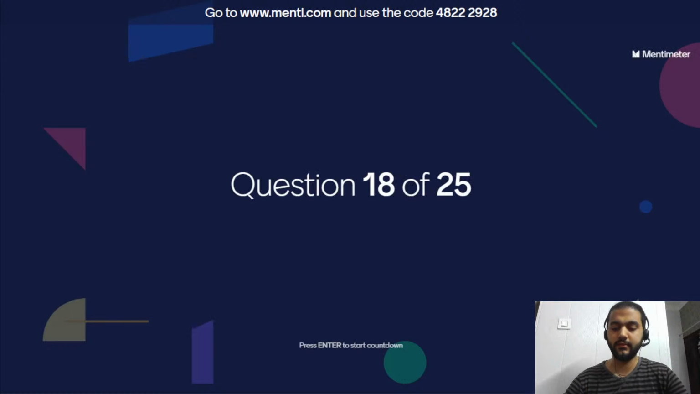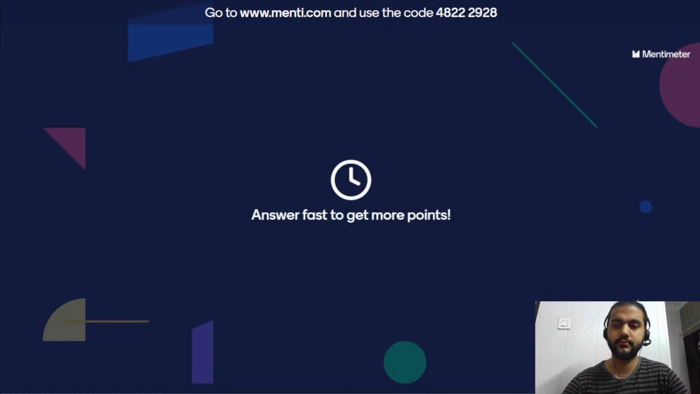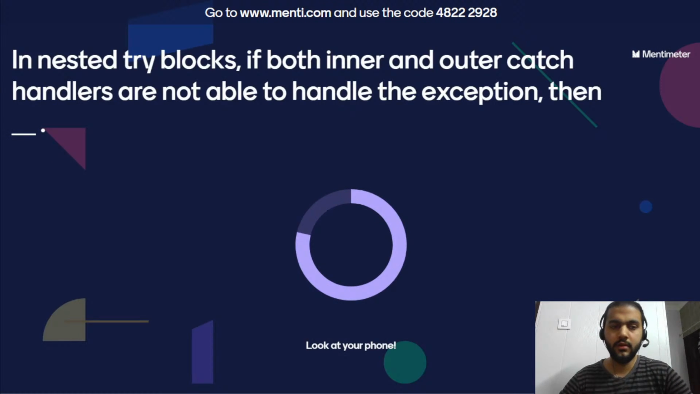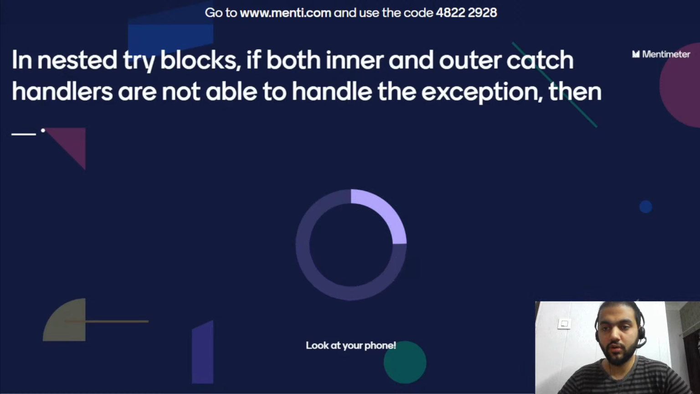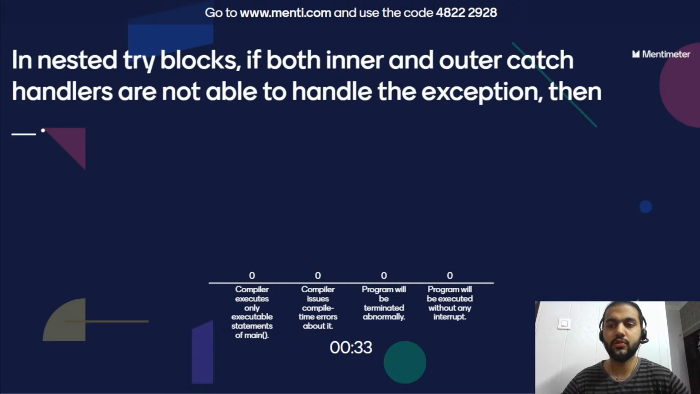Alright, question number 18. So yeah, in nested try blocks, if both inner and outer catch handlers are not able to handle the exception, then dash. So option A, compiler executes only executable statements of main. B, compiler issues compile time errors about it. C, program will be terminated abnormally. D, program will be executed without any interruption. In nested try block, if both inner and outer catch handler are not able to handle the exception, then keep in mind, guys.